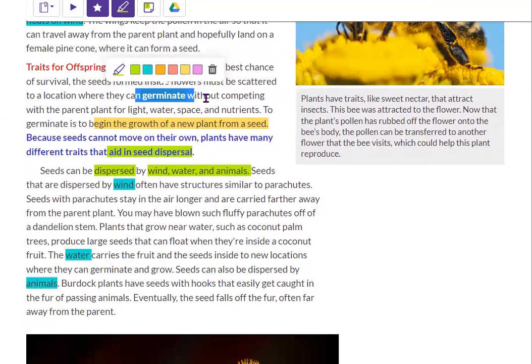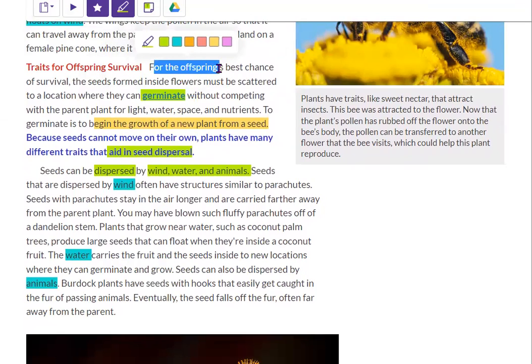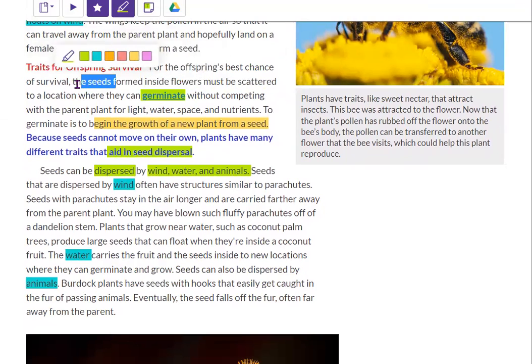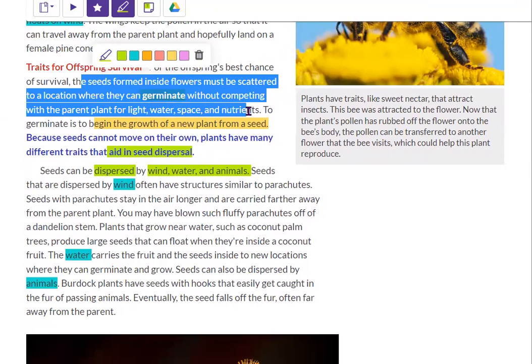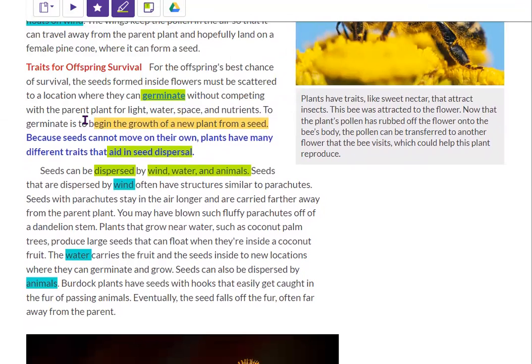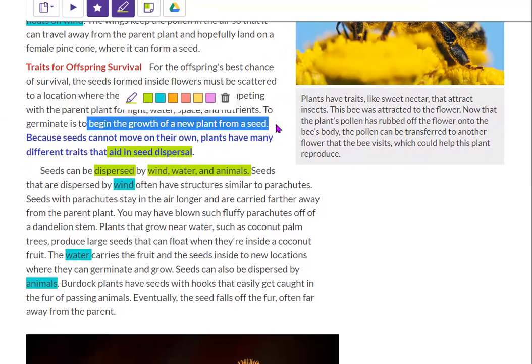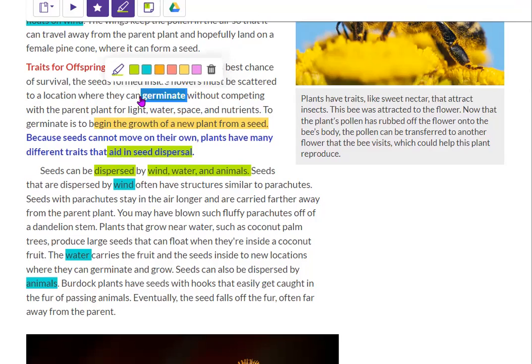So here's our next vocab word, germinate. For the offspring's best chance of survival, the seeds formed inside flowers must be carried to a location where they can germinate without competing with the parent plant for light, water, space, and nutrients. To germinate means to begin growth of a new plant from a seed, right? To germinate is to basically grow from a seed.